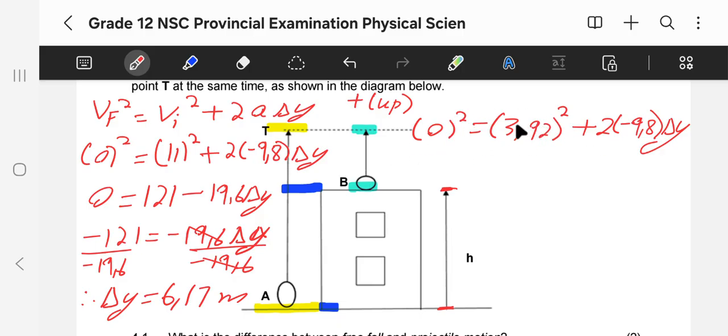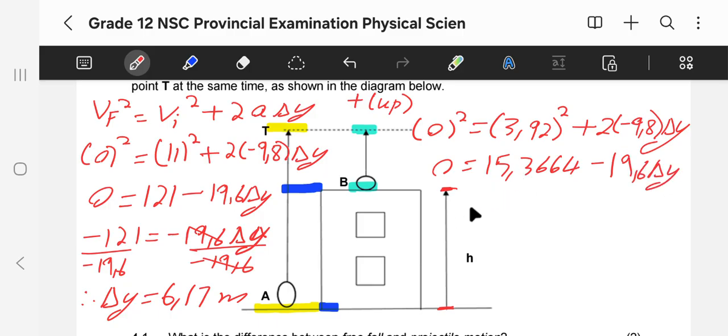I don't know the value for this one. Let me just quickly find my answer. Alright, guys, so this one is going to give me 15,336. Okay, no, I forgot the value. Let me double check. It's 15,3664 minus 19,6 delta y.